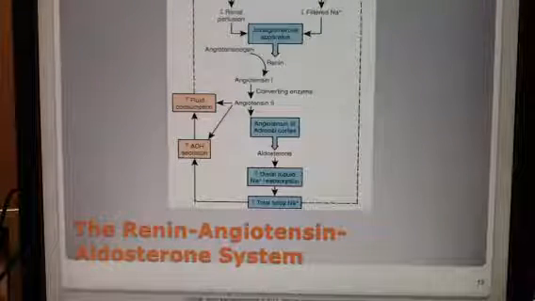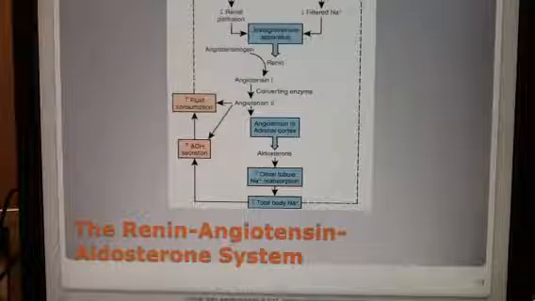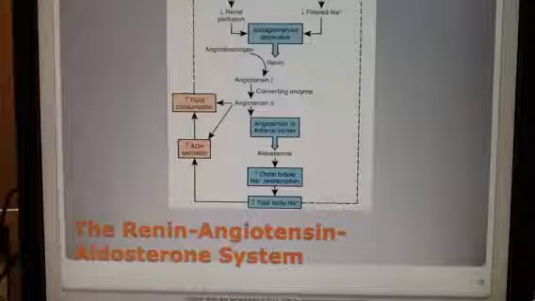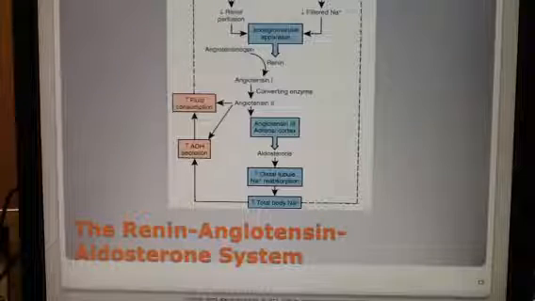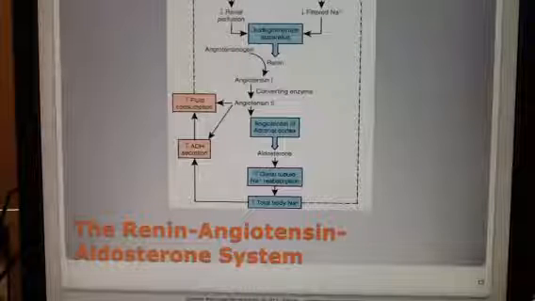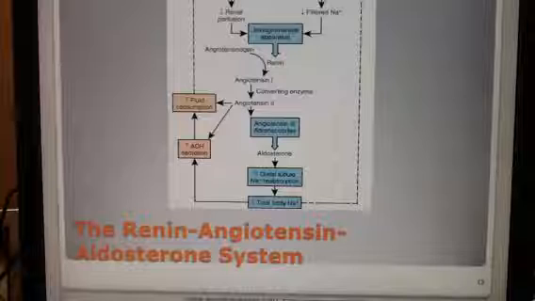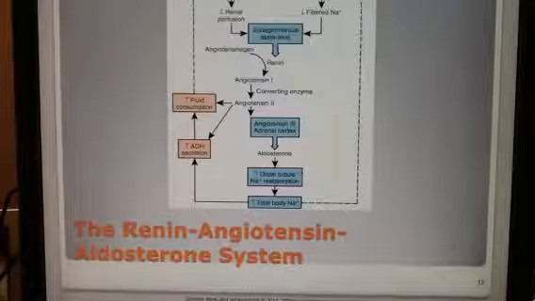Alright, there are other things that affect blood pressure and our body's way of compensating, and one of them is the renin-angiotensin-aldosterone system. We're going to talk a little bit more about this in the next chapter, so in chapter 19, but I wanted to just give you a little bit of a brief overview of it.